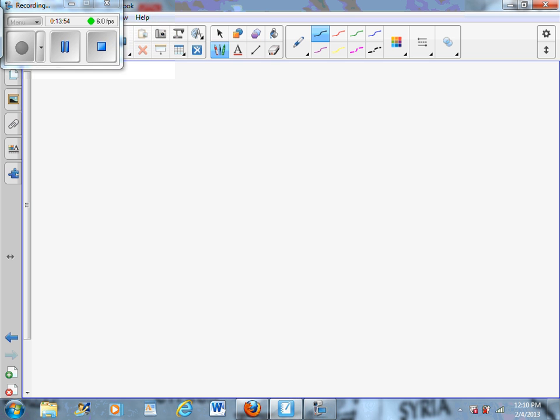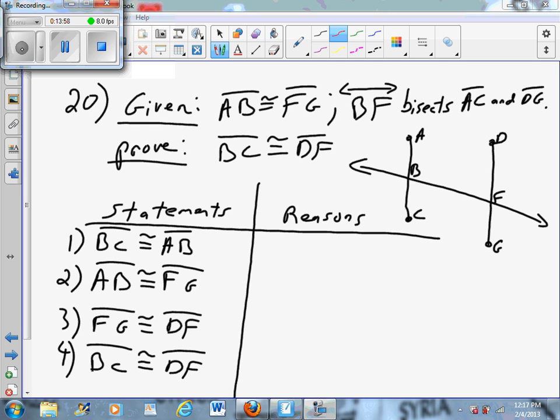Now we need to continue on, but first of all, let me do this. I'm going to pause this for just a moment. All right, this is problem number 20. What I did is I took the information in the problem and I set it up as formally as a 2-column proof.